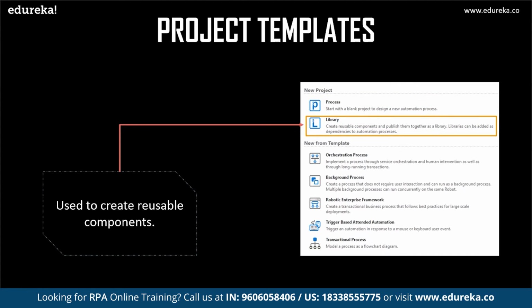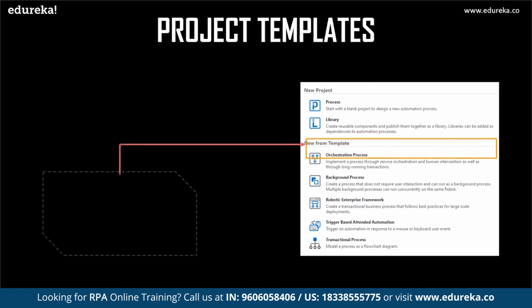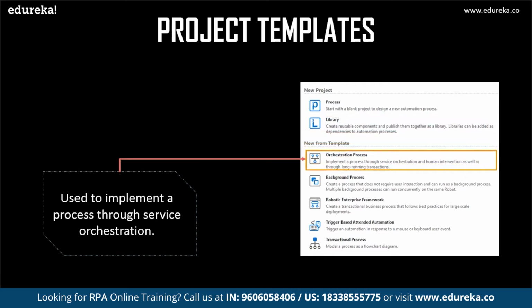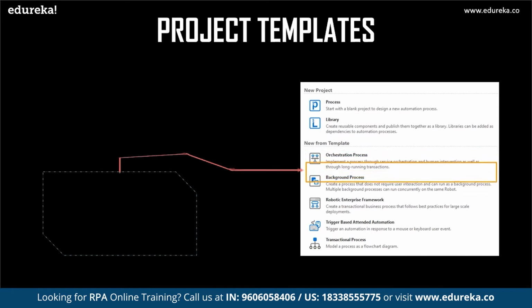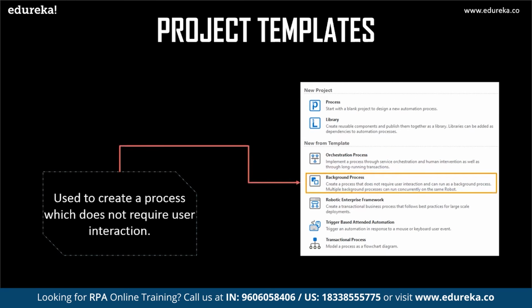So these libraries can be added as dependencies to the automation processes. After that, something new that we have in the picture is the orchestration process. So this project template is used to implement a process through service orchestration and human intervention, as well as through long-running transactions. After that, we have the background process. Well, this template is used to create a process that does not require user interaction and can run as background processes, and multiple background processes can run concurrently on the same robot.